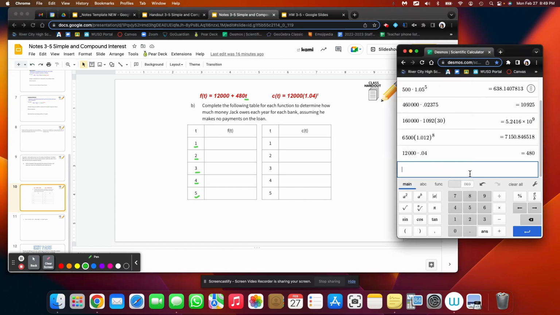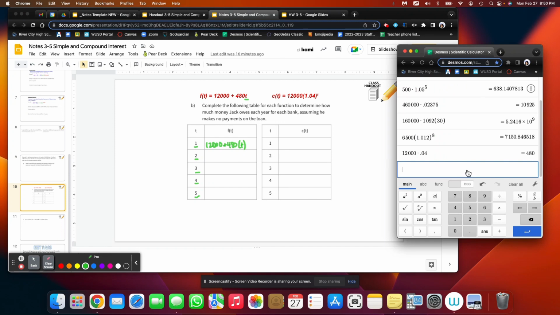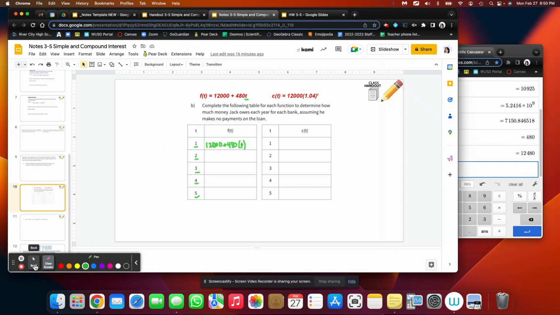Okay, so starting with the first one, I'm not going to write this out each time, but maybe I'll write out the first one. So we're going to do 12,000 plus 480 times 1. So after 1 year, just to save some space, I'm just going to write it out here. The answer is 12,480. Now we're going to plug in 2.